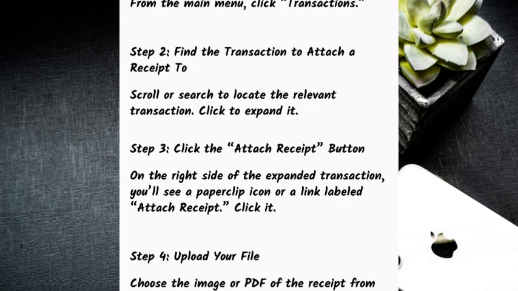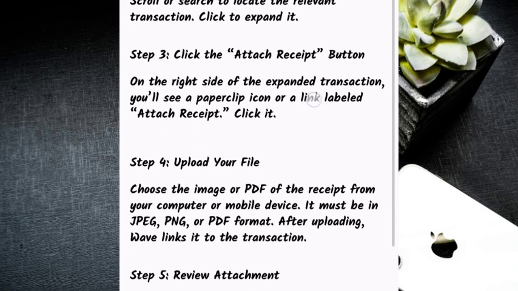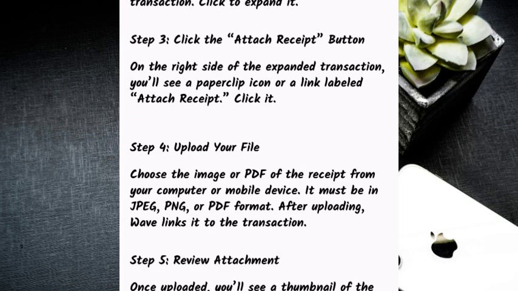On the right side of the expanded transaction, you're gonna see a paperclip icon or a linked label attach receipts. Just click on that. Step 4, upload your file. Now you gotta choose the image or PDF of the receipt from your computer or mobile device. It must be in JPEG, PNG or PDF format.